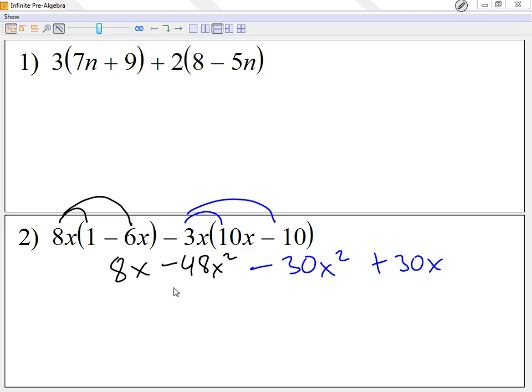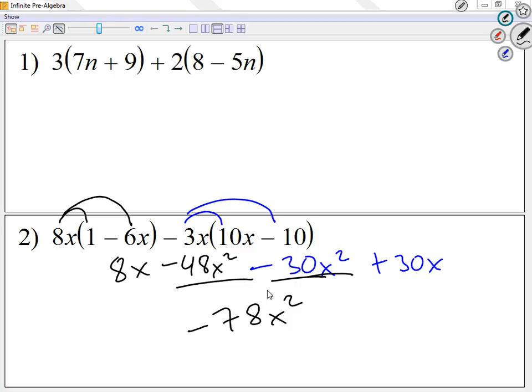So now, let me combine those terms that are like terms. In order for them to be like terms, they have to have the same letter to the same exponent. So looking at the x squares, those two, negative 48 and negative 30, give me negative 78x squared. I don't do anything to the x squared. It's just for me to know which two I can combine. Now, if I look at the others, 8x plus 30x, I'm going to call that 38x. 8 plus 30 gives me 38. So that's all we do. At the end, I cannot combine these two because one of them is x squared, the other one is just x, so I cannot combine them.